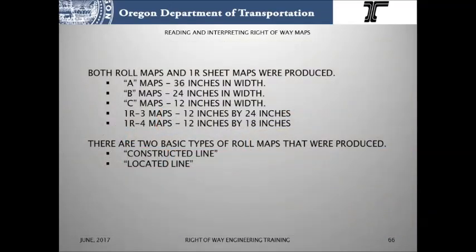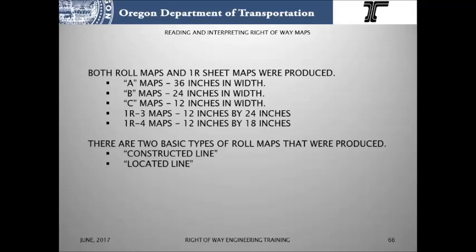So both roll maps and 1R sheet maps were produced then. We had the A maps, 36 inches in width. The B maps were 24 inches in width. There was a C map. That was 12 inches in width. And then the 1R3 maps were 12 by 24, and the 1R4 maps were 12 inches by 18.